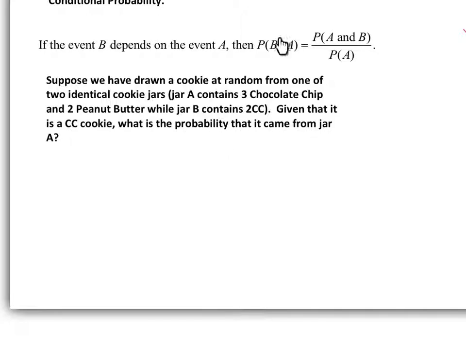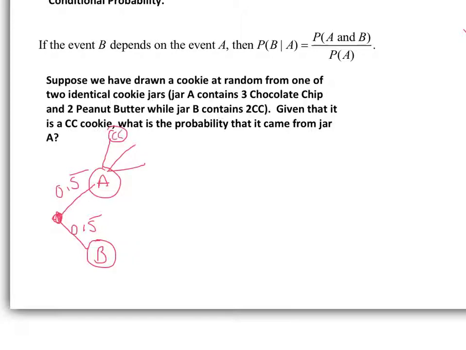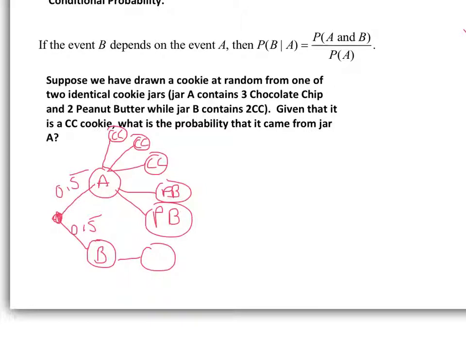So we're given that it's a chocolate chip cookie, and we want to find out the probability that it came from jar A. So I like to draw pictures here. Here's jar A. Here's jar B. Don't you have a 50% chance there? Now jar A: chocolate chip, chocolate chip, chocolate chip, peanut butter, peanut butter. Jar B: chocolate chip, chocolate chip.